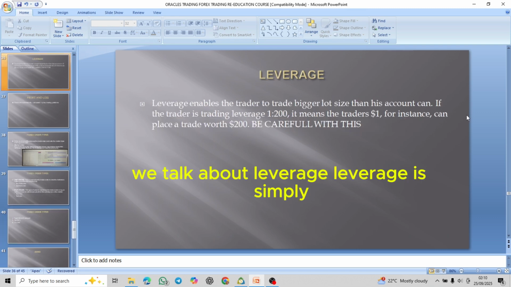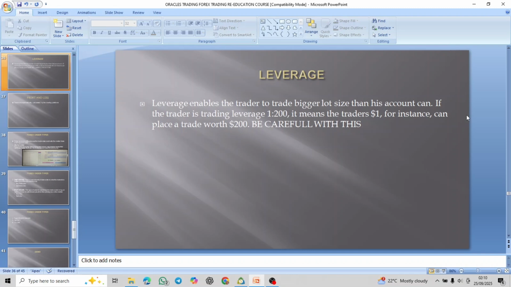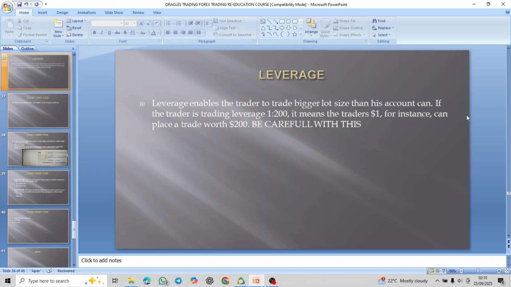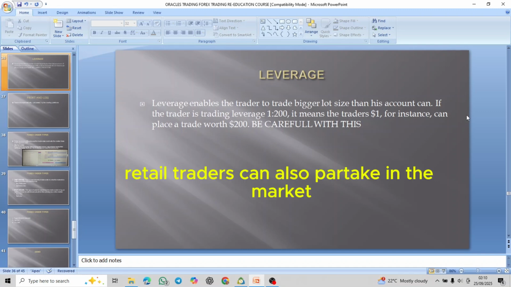We'll talk about leverage. Leverage is simply an advantage. It enables retail traders, especially, to be able to partake in the market. Retail traders can also partake in the market.